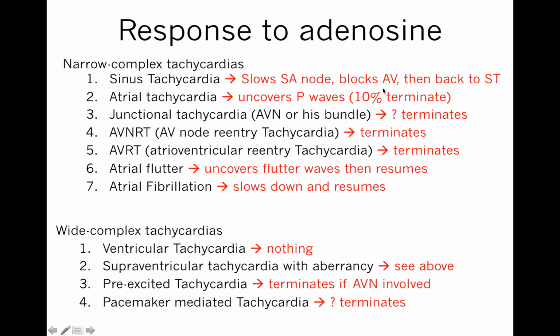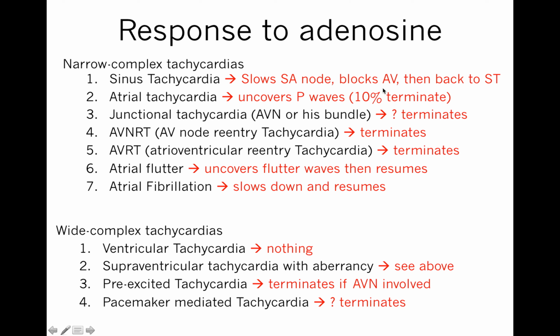AVNRT and AVRT will terminate with adenosine. Atrial flutter will slow down and uncover the flutter waves, like we've seen in the example just before, but then it will resume. And atrial fibrillation will slow down and resume, but you'll see the wavy baseline. Wide complex tachycardia, VT will not be affected because it does not depend on the AV node.